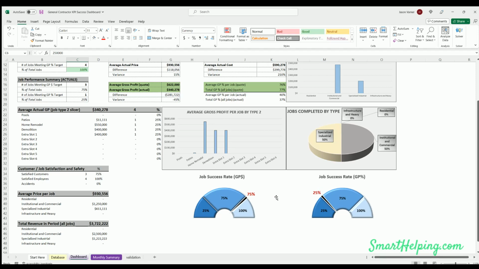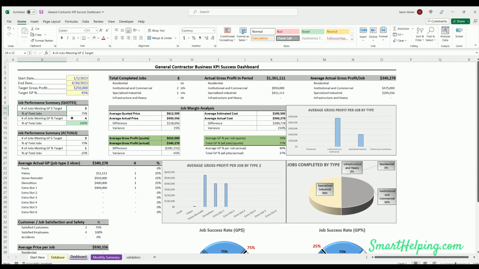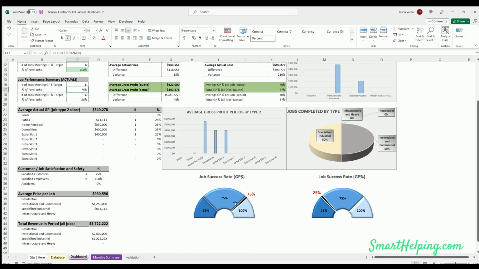With these gauges, you also see the data for that right here. So this is showing the quotes that met the target, the quoted margins that met the target, the actual jobs that met the target in gross profit dollars, and the actual gross profit margin of the jobs, and how many jobs were reaching these 2 targets. So this data here drives your 2 gauges, speedometers.